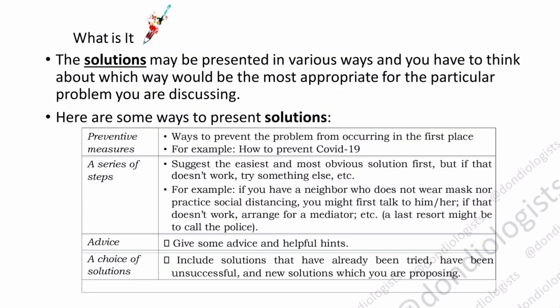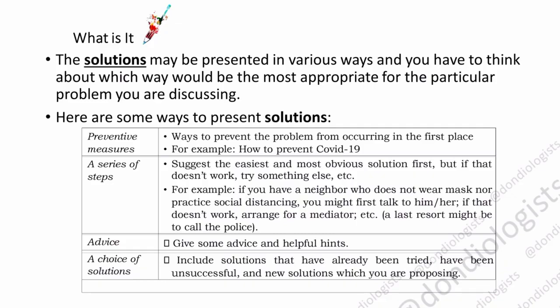The solutions may be presented in various ways, and you have to think about which way would be the most appropriate for the particular problem you are discussing. Here are some ways to present solutions. For preventive measures, present ways to prevent the problem from occurring in the first place. For example, how to prevent COVID-19.